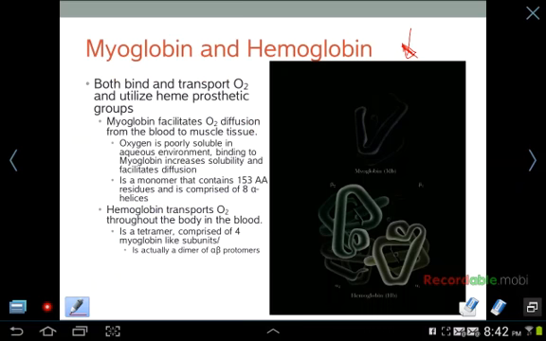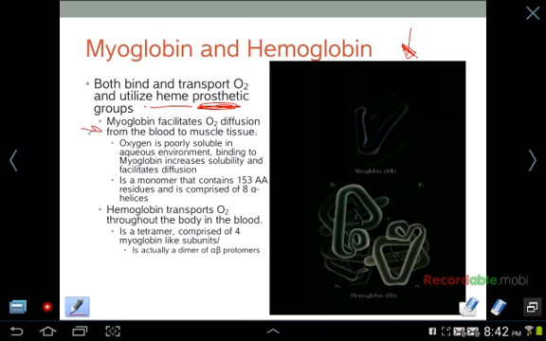Okay? So, myoglobin and hemoglobin. As I said, both transport oxygen in the body. And they do this utilizing a heme prosthetic group. A prosthetic group is a non-protein group that is utilized in the protein for function. And we'll talk more about the heme in just a minute.